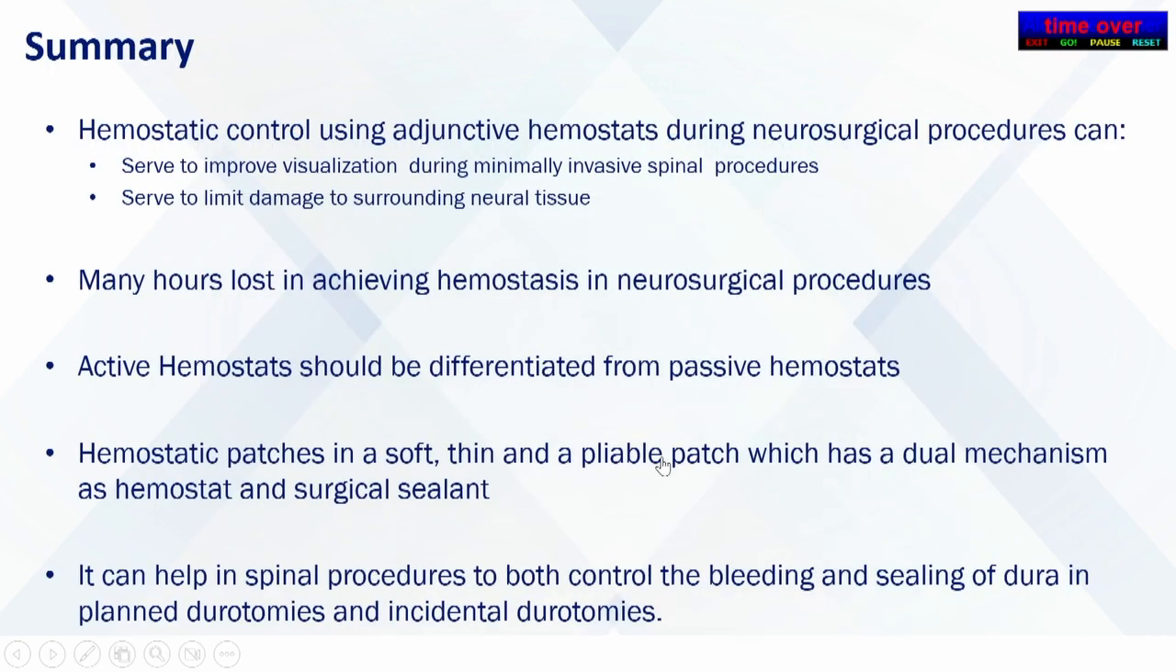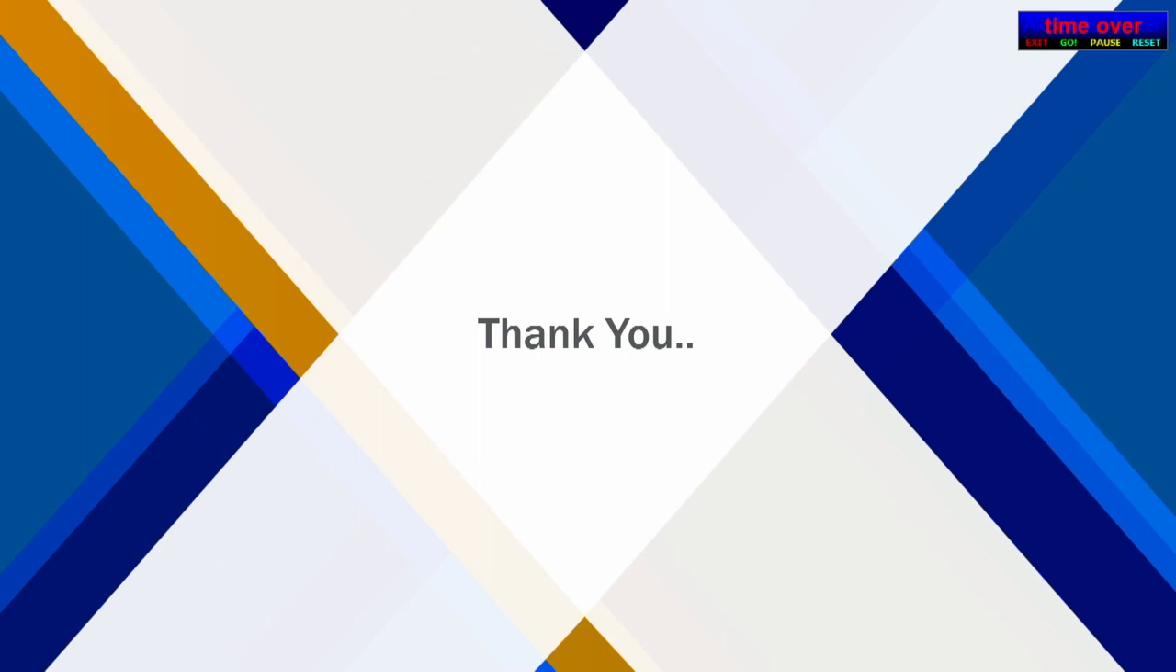Okay, so finally, to summarize, we all know that hemostatic control is really important for neurosurgeons to improve visualization and to limit the damage. We lose a lot of hours in achieving hemostasis. Active hemostasis should be differentiated from passive hemostasis. That's really important. This patch is a soft, thin, pliable patch, which has a dual mechanism as a hemostat and as a surgical sealant, and it can be used in both spinal and cranial surgeries to prevent dural leakage. That's all. Thank you from my side.